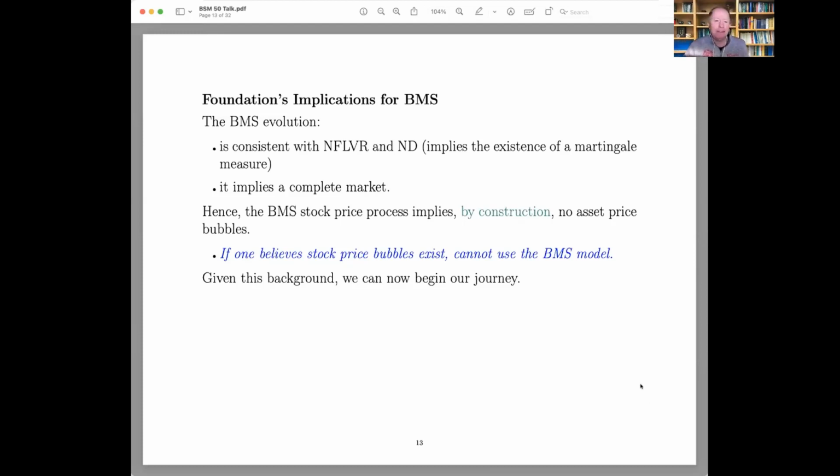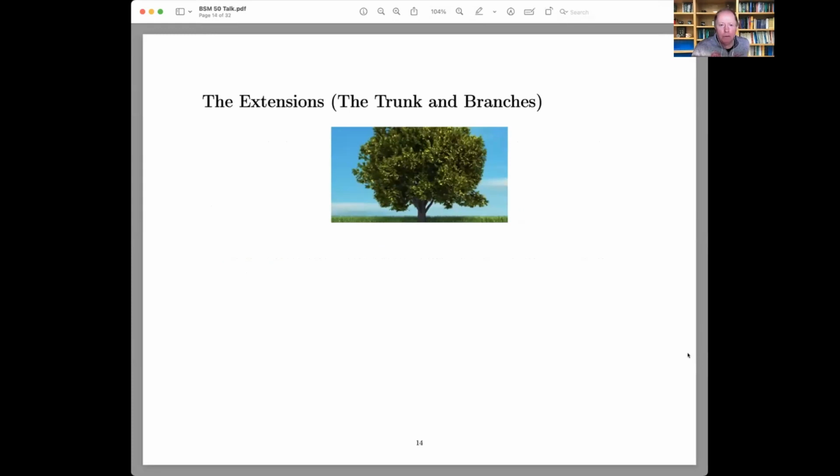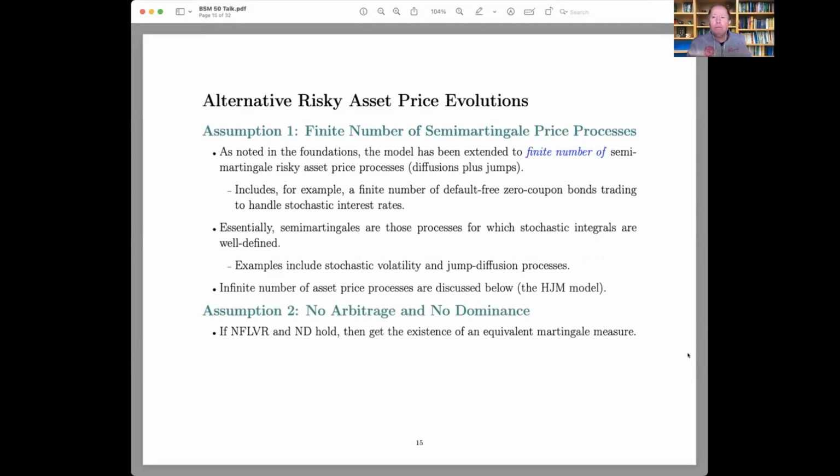I'm moving fast here. Given this background, which are the foundations, we can now begin our journey and talk about extending the Black-Merton-Scholes model by relaxing each of the assumptions. We're going to talk about the extensions. The first one I'm going to talk about is alternative risky asset price evolutions. We actually already did this, but I'm going to repeat it because I went over it so quickly.